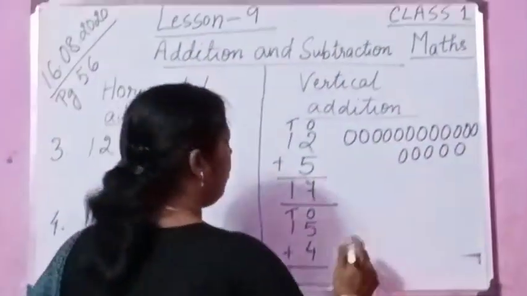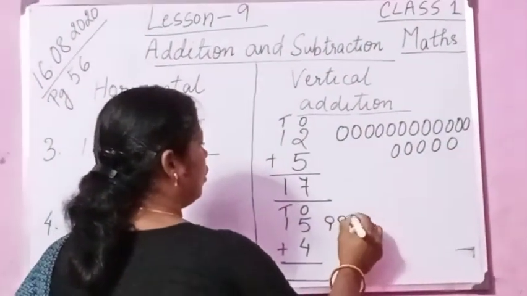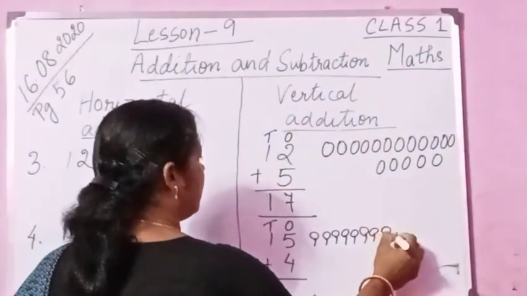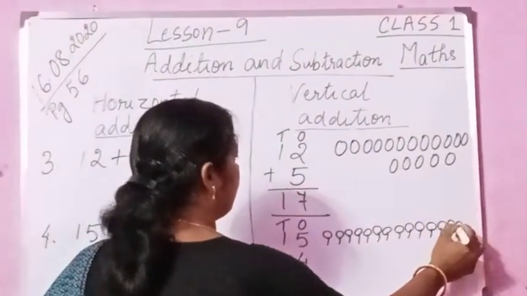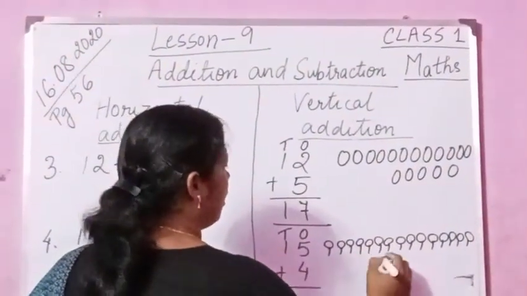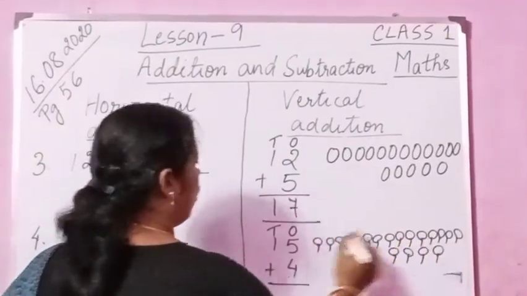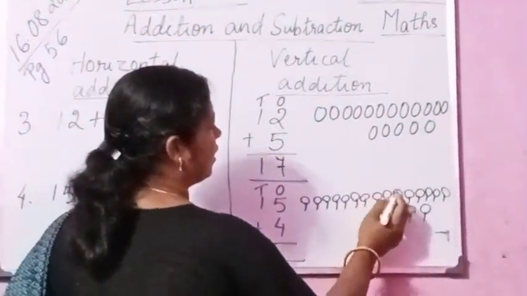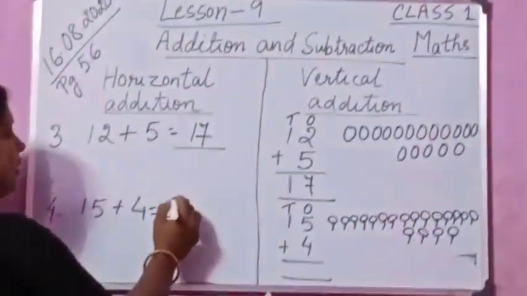Okay. 15. So let us make ice cream sticks, 15. 1, 2, 3, 4, 5, 6, 7, 8, 9, 10, 11, 12, 13, 14, 15. Okay, 15 we are making, and down 4, let us make 4. 1, 2, 3, 4. Okay, now let us count. 1, 2, 3, 4, 5, 6, 7, 8, 9, 10, 11, 12, 13, 14, 15, 16, 17, 18, 19. So 15 plus 4 is 19.